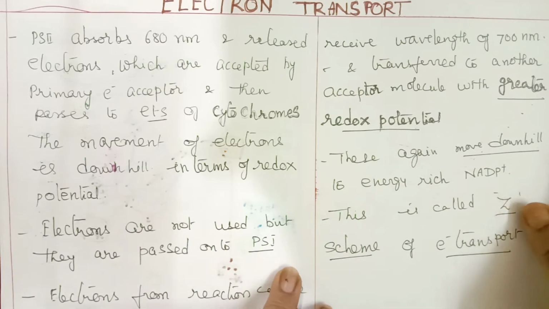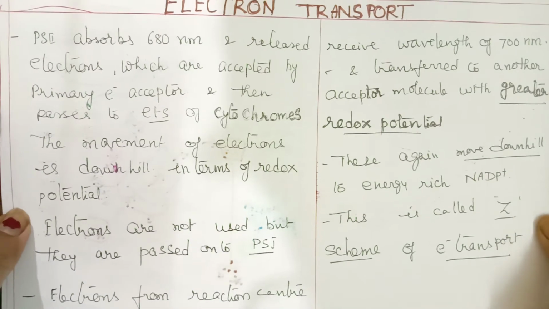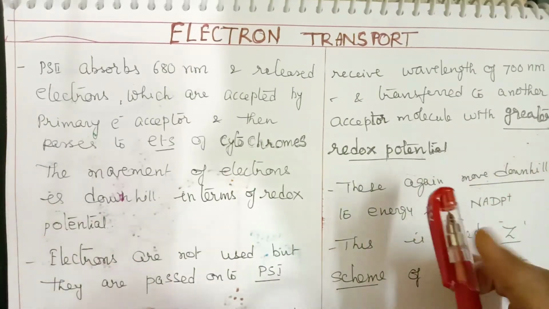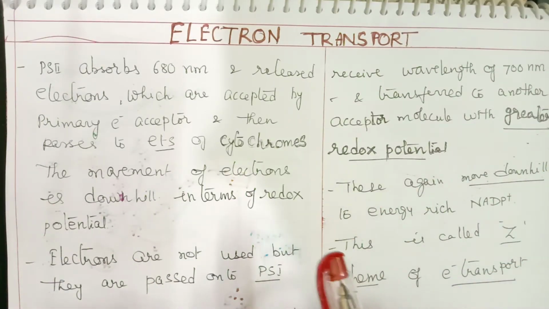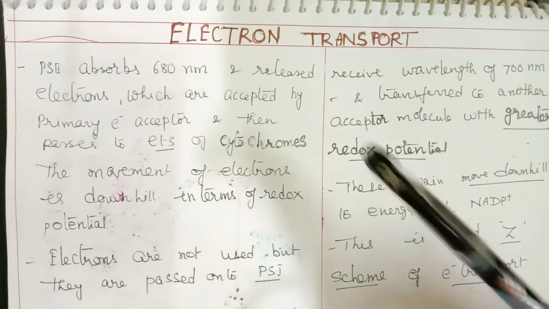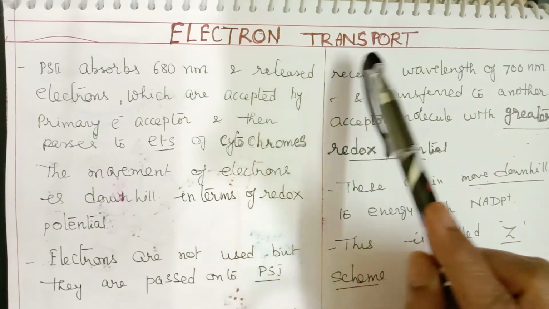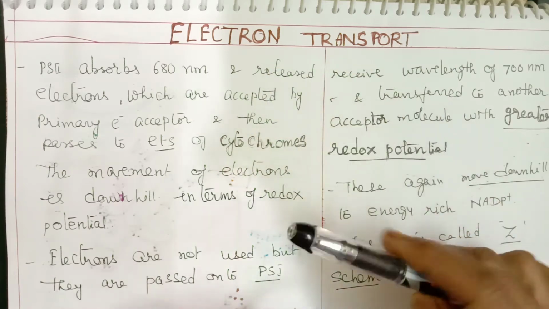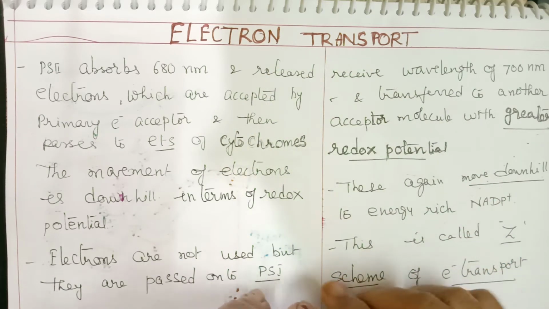So in this session, I'll be continuing with photosynthesis. In my last session, I completed absorption and action spectrum. So now I will be continuing with the electron transport. Here we'll first discuss what is non-cyclic electron transport in the first video. Subsequent videos will continue with the topic.